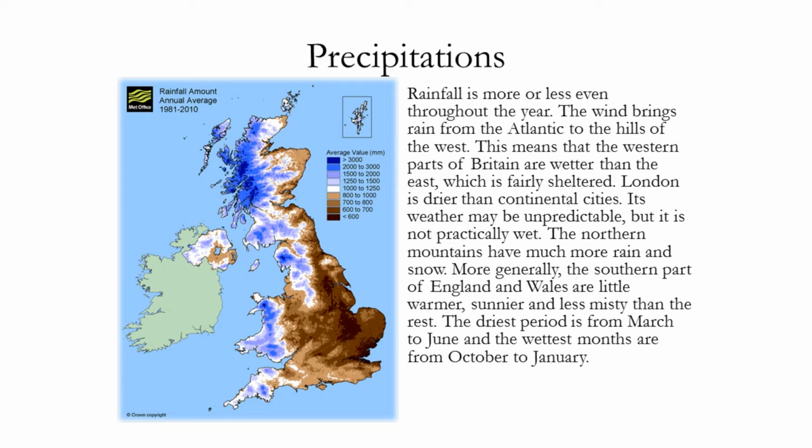The northern mountains have much more rain and snow. More generally, the southern parts of England and Wales are a little warmer, sunnier, and less misty than the rest. The driest period is from March to June, and the wettest months are from October to January.